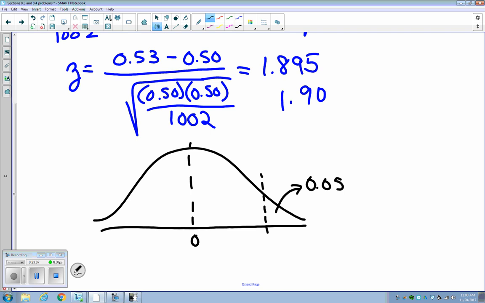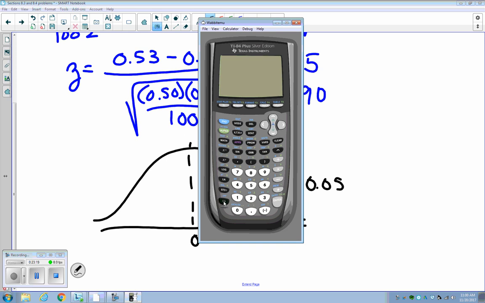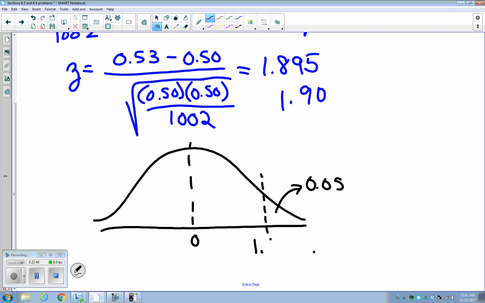So now I have to find out what my z-score is for that, correct? Again, to find my z, I'm going to use my calculator to get the area. Again, there's 2 ways I can do this. I can just enter 0.05 and I know I'm going to get the negative and it's going to be the same, or I can just enter 0.95. 1.64. So my critical value is 1.64.